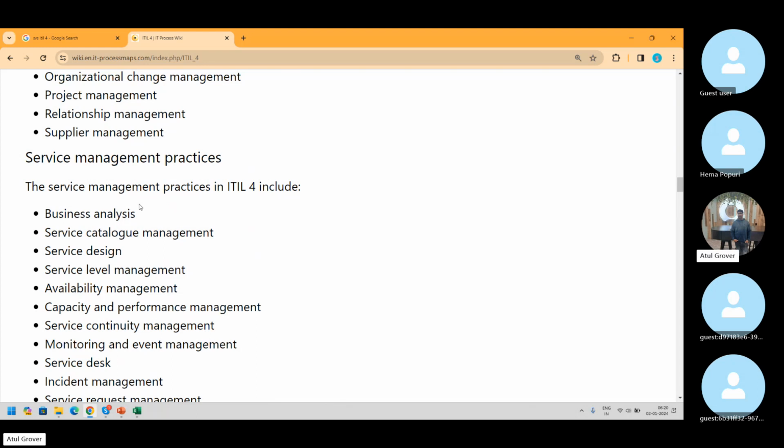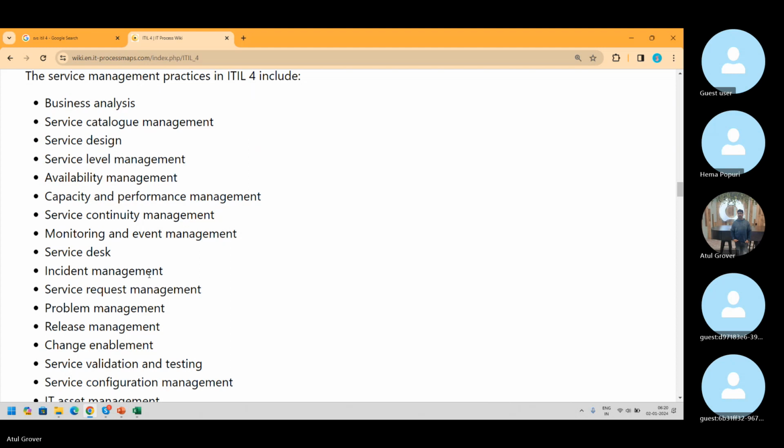As per your nature of business, you can use these practices. Whether you work in a financial domain, a logistics domain, a manufacturing domain, or the IT industry, business analysis will be required there. We have service catalog management, a full-fledged topic we're going to discuss. We have service level management, SLAs, also a full-fledged topic. Incident management, request management, problem management, release management, change management: these four or five we are going to discuss in depth.